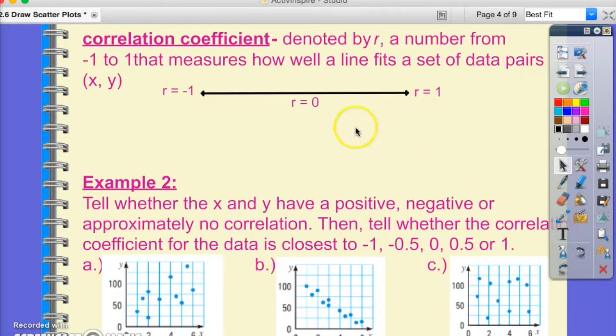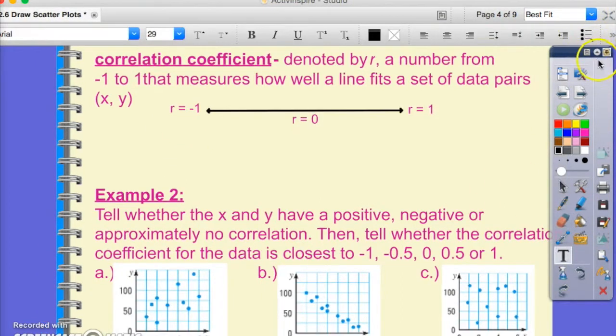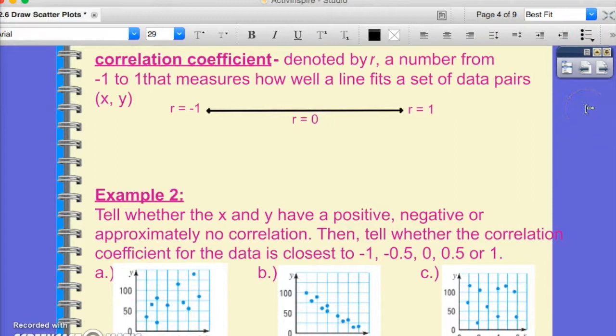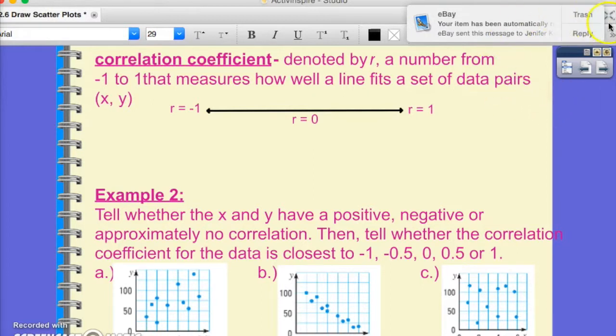Now the next part, before we get to example 2, is talking about a correlation coefficient. Remember, it's positive, negative, or no correlation, so the points aren't on a linear or straight line. So we have to take a look at how close the points are. Yes, it might be positive, yes, it might be negative, but how close are they to almost a line? So correlation coefficient, denoted by r, is a number from -1 to 1 that measures how well a line fits a set of data pairs.